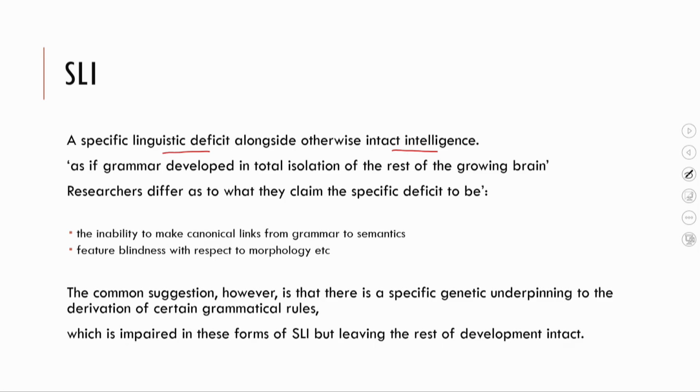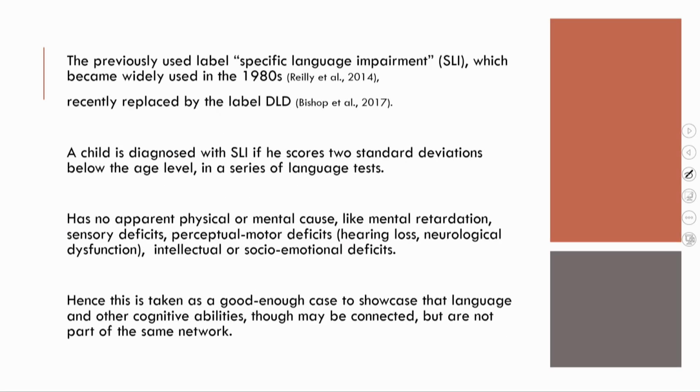There are differences among researchers as to what they claim the specific deficit to be. An inability to make canonical links from grammar to semantics, and similarly feature blindness, have been proposed. So, the specific kind of problem varies, but overall the problem is linguistic, not of any other kind of cognitive or neurological or anatomical problem. This used to be called SLI before, and in 2017 the proposal was to call it DLD.